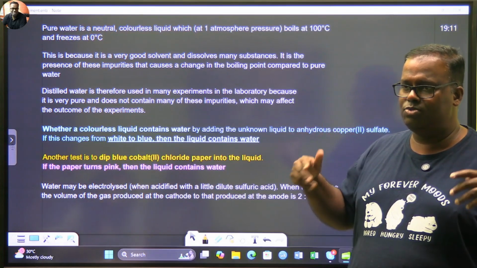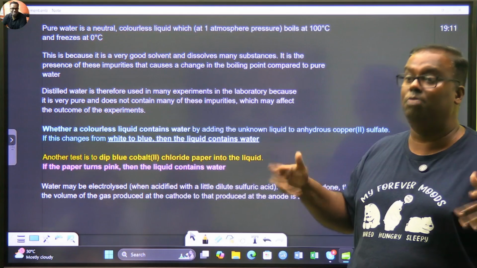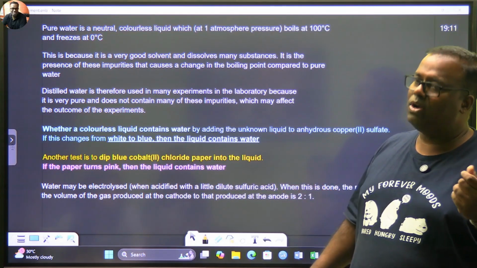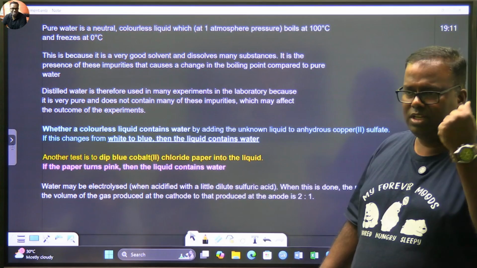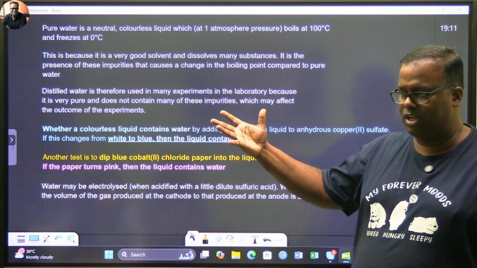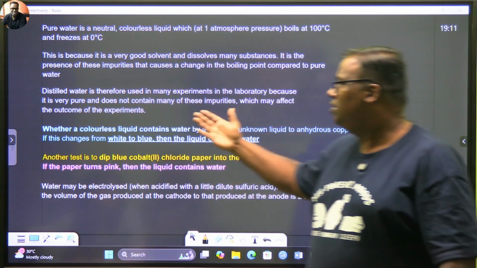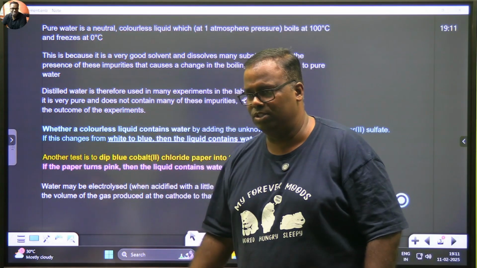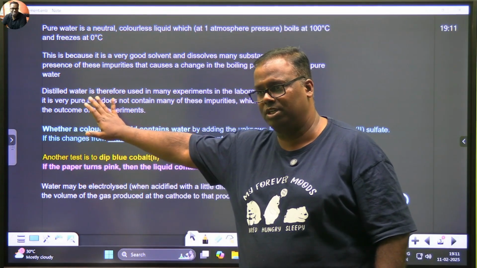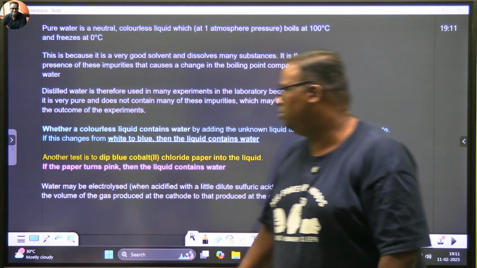Macro are the ones which the body requires in more amount: carbohydrates, fat, starch. Micro are like minerals, like we need calcium. No, we can't eat that much of calcium, iron. These are called micro. So distilled water does not have these micronutrients. So distilled water is only for lab perspective. This is pure water. Understood?